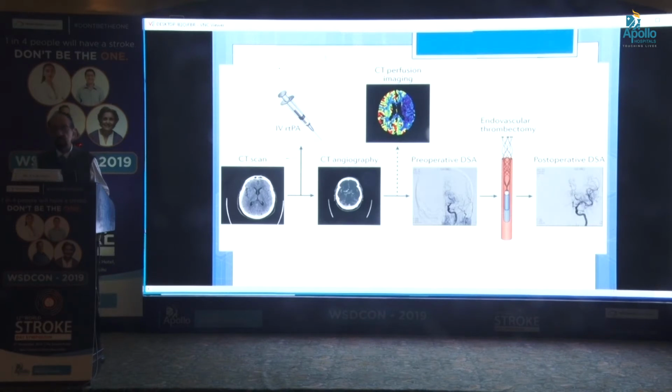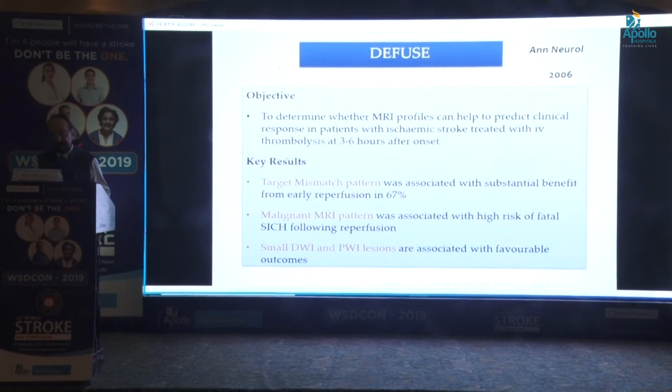Now this is just to show you CT, CT angio, perfusion, preoperative, endovascular thrombectomy, and postoperative DSA. Then came the very famous DIFFUSE trial, which was in the Annals of Neurology in 2006. That trial was undertaken to determine whether the MRI profile can help to predict clinical response in patients with ischemic stroke treated with IV tPA 3 to 6 hours after the onset.